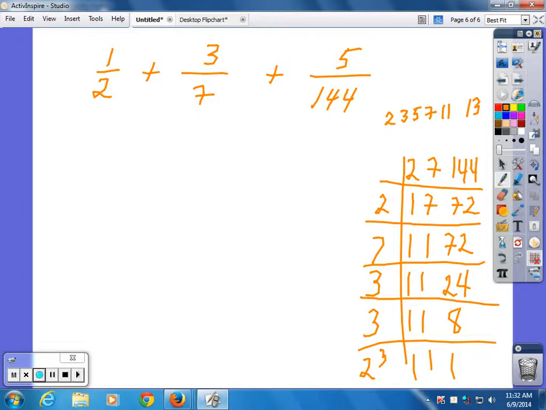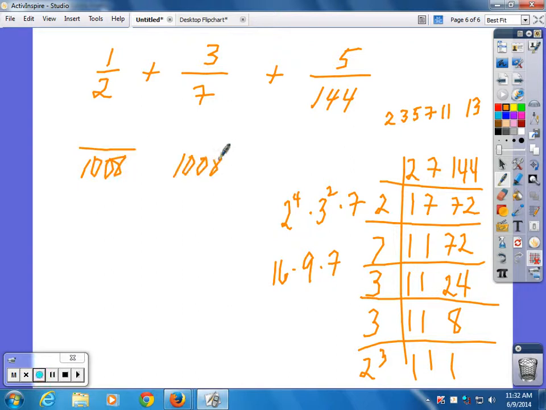So you got 2 to the 4th times 3 squared times 7, which is 16 times 9 times 7, which is going to be some big number. 1008. Okay? And that's what that comes out to be. Now again, the good thing about this is you don't need a calculator to do it, because you got your numbers right over here. How many times will 2 go into 1008? Well, that's simple. Take the 2 out. It's that number right there.